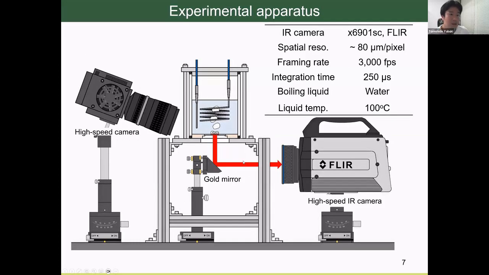This is the experimental setup. We used a high-speed infrared camera to visualize the surface temperature of the sapphire substrate from the backside of the substrate, and simultaneously we visualized the bubble behavior from the side. The spatial resolution was 80 microns per pixel, and the framing rate was 3,000 frames per second. And we performed a water pool saturated boiling experiment using this setup.